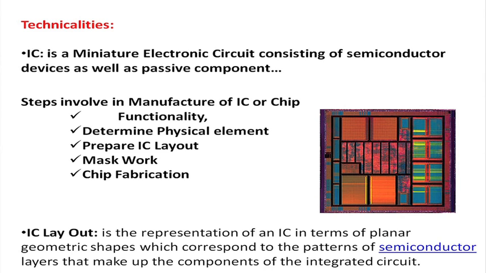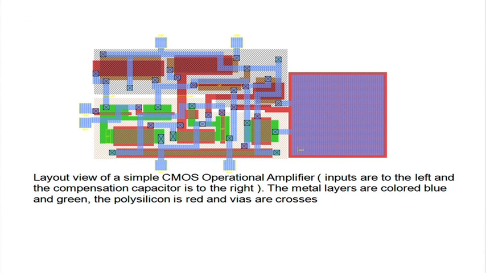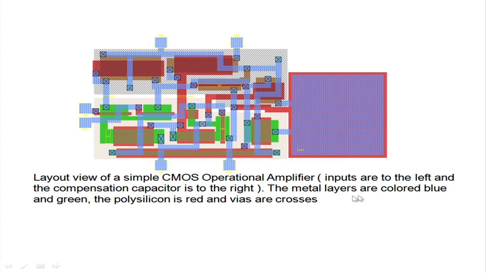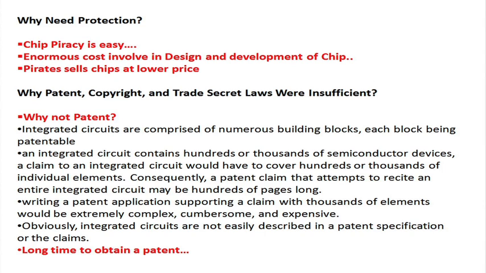Now, let us say this is the layout of a CMOS operational amplifier. The metal layers are colored blue and green, the polysilicon is red, and the vias are crosses. That is the layout of the CMOS amplifier. So, now why do we need protection for IC layout?